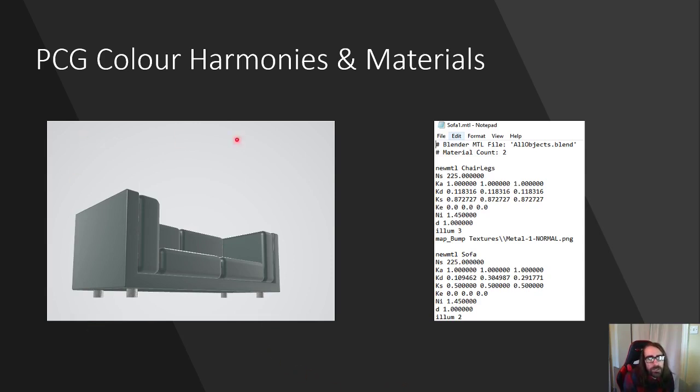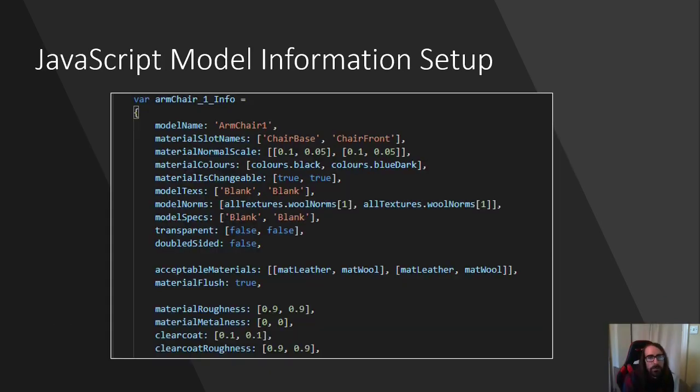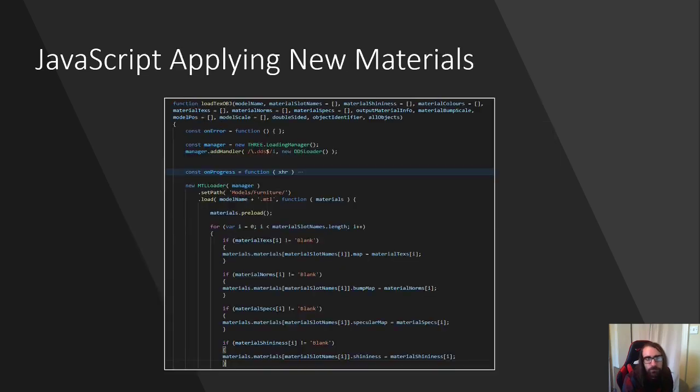So this is an OBJ file, and then there's an MTL file that comes with this OBJ file, and you can see it's got the sofa and the legs, and we can apply separate materials based on this. So this is the model setup again, and you can see some of the acceptable materials this armchair can take. So it could only take leather and wool, and the PCG engine will choose these randomly. And it also is set to flush, which means that if it picks leather, then it will be leather for the base and the front. But if it was set to false, it could be leather and wool if we wanted to, but it might look a bit strange. Some objects use it, some objects don't.